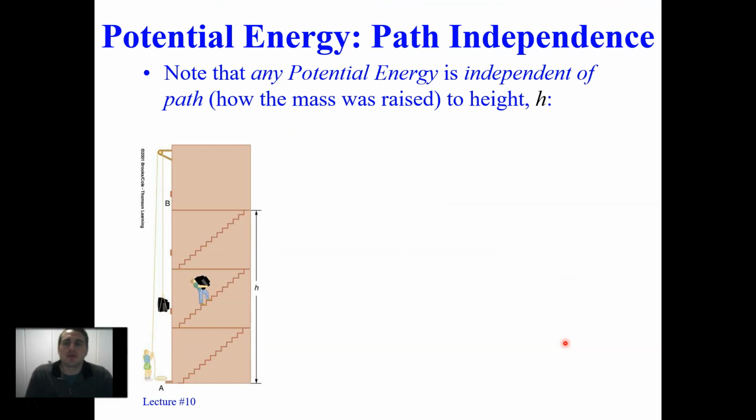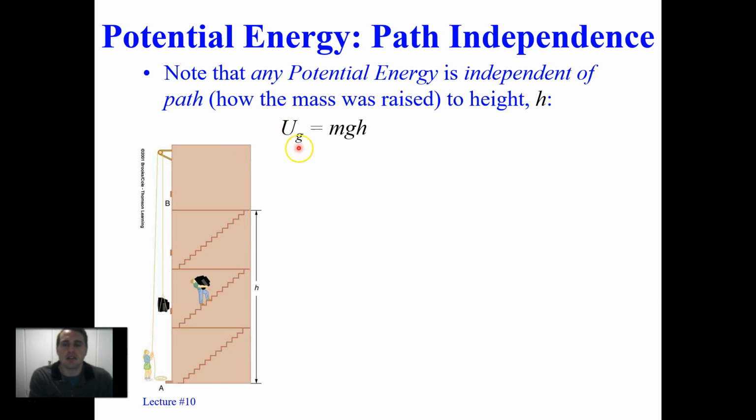Now, one thing I want to discuss with respect to potential energy is that it is path independent. Let's explain what we mean by this. This is a very important concept. Any potential energy, not just gravitational potential energy, is independent of the path, in other words, how the mass was raised, and it's independent of the trajectory. It only depends upon the initial and final positions. Here, all that matters is the height h in the equation of gravitational potential energy.